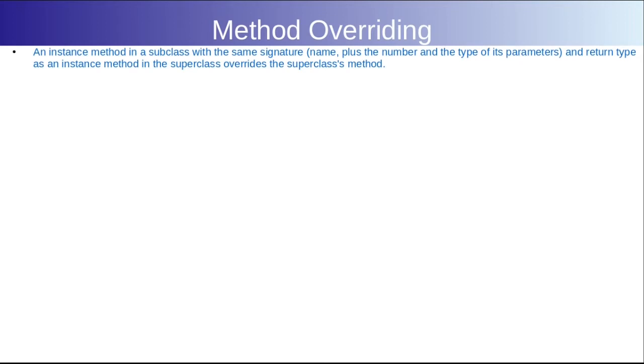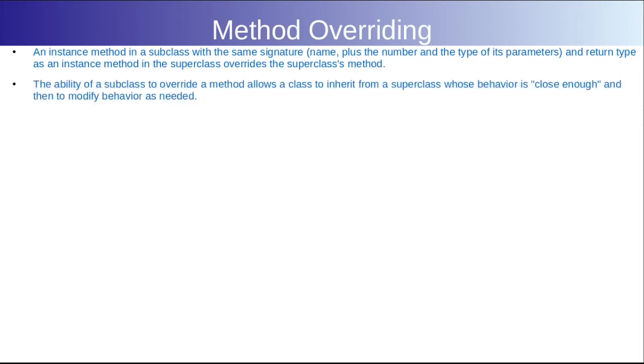Welcome back. In this lecture, we will go through method overriding. An instance method in a subclass with the same signature and return type as an instance method in the superclass overrides the superclass's method. The ability of a subclass to override a method allows a class to inherit from a superclass whose behavior is close enough and then to modify behavior as needed.